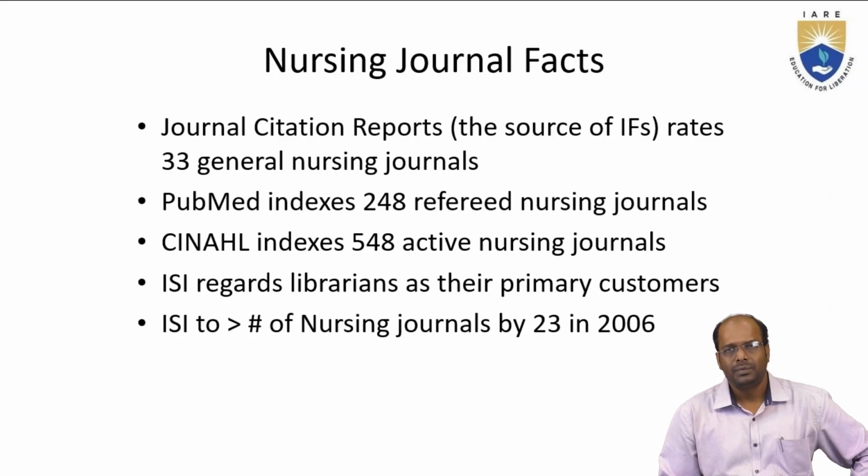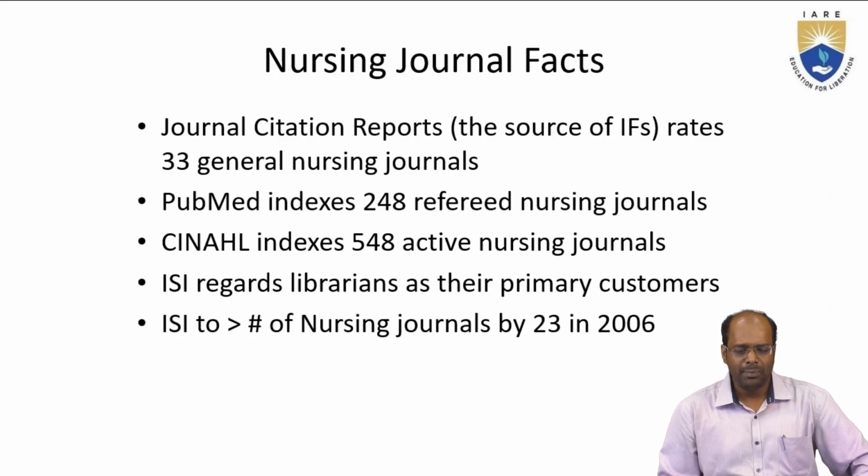What are the nursing journal facts? Journal Citation Reports is the source of impact factor rates for 33 nursing journals. Nursing journals here means PubMed-indexed journals, where it is a medical field journal. Mostly 248 refereed nursing journals are indexed, and CINAHL indexes 548 active nursing journals.